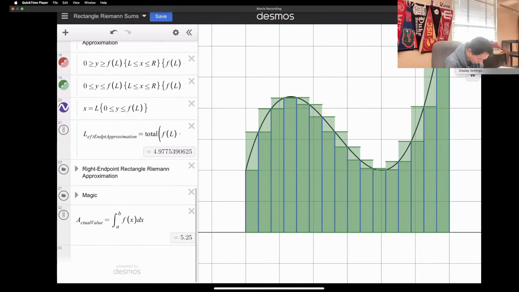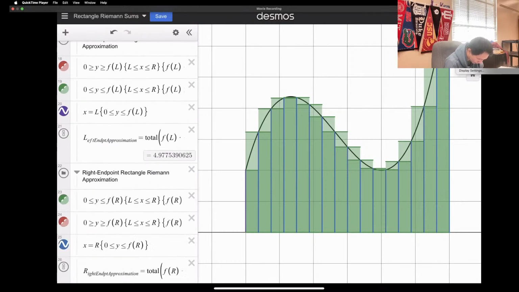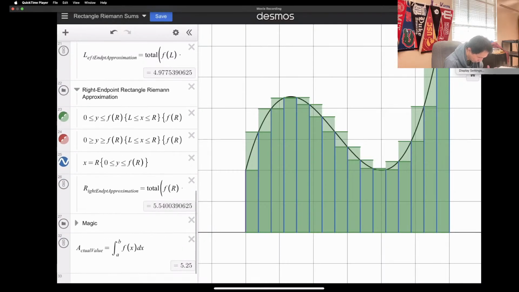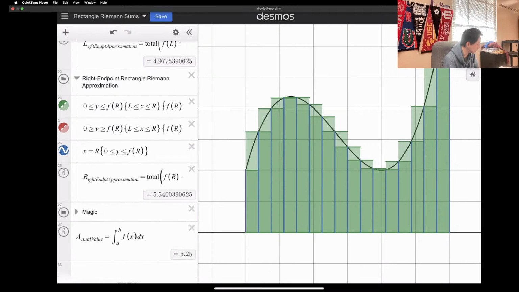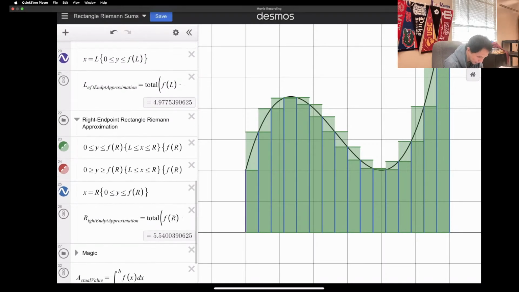Let me see what this is. Is it 5.54, right? Now, if I take 5.54 and 4.97 and average them, what am I going to get? Roughly 5.25. But you see on the bottom here, they also say the actual value of the integral between the two values is going to be 5.25. So the idea is to use the right Riemann sum and the left Riemann sum and average them. Hopefully you get some value right in between. It can be very precise.